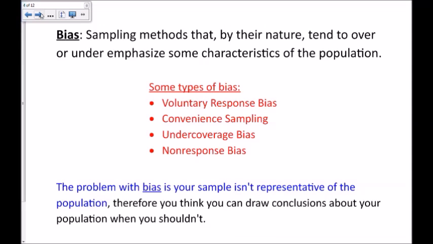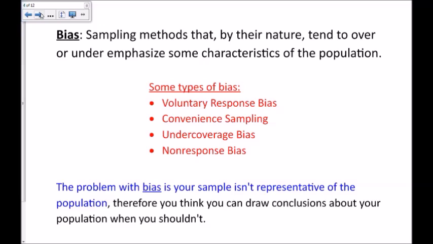Okay, next topic is about bias. Bias are sampling methods that, by their nature, tend to over or underemphasize some characteristics of the population. So bias makes it so that your sample does not look like the population. Some types of bias, and this is not an inclusive list, are voluntary response bias, convenience sampling, undercoverage bias, and non-response bias. And we'll talk about these in the next few slides.